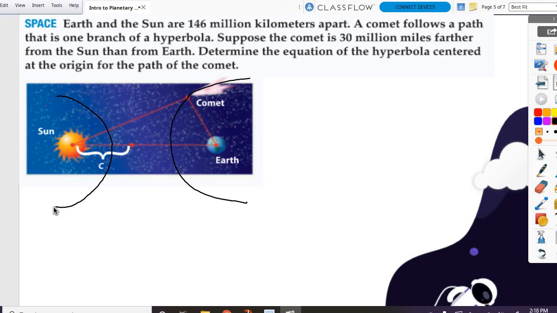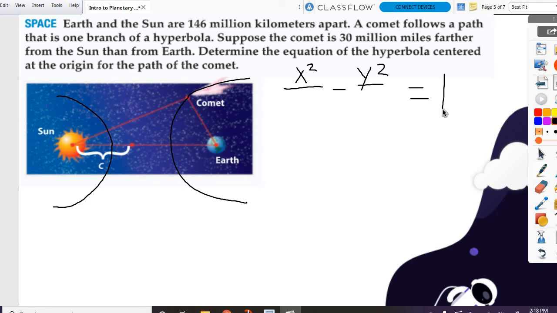So that's what our hyperbola would look like. Again, just roughly drawing that in there. Because we made our lives easier on ourselves and centered everything at (0, 0), we're going to have x squared minus y squared equal to 1, noticing that we're opening left and right. And so we're going to need to find our a and our b value.